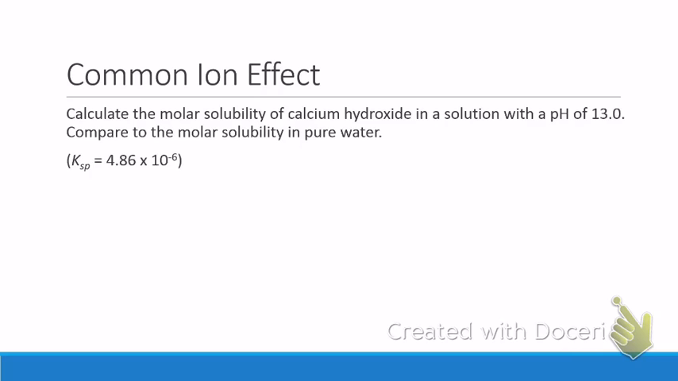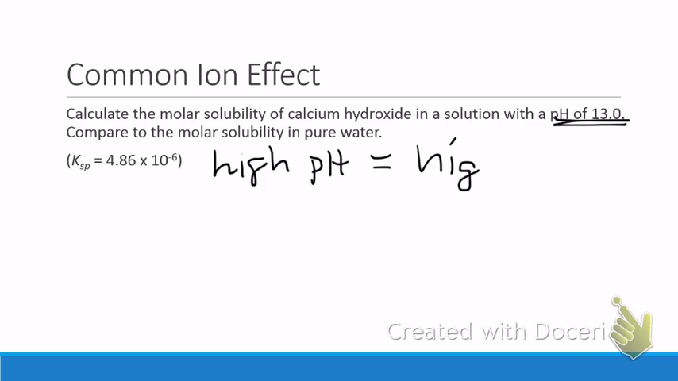So now we're going to use the common ion effect to calculate the molar solubility of calcium hydroxide in a solution with a pH of 13, which we'll then compare to the molar solubility of calcium hydroxide in pure water. So the first thing to note is that this solution has a high pH, and a high pH suggests that there's going to be a high concentration of hydroxide.